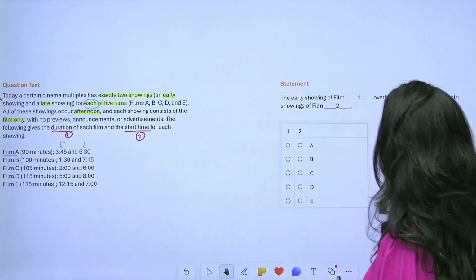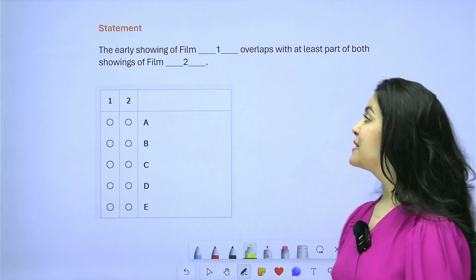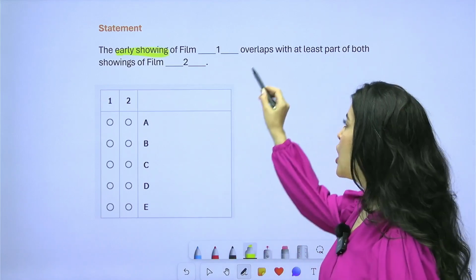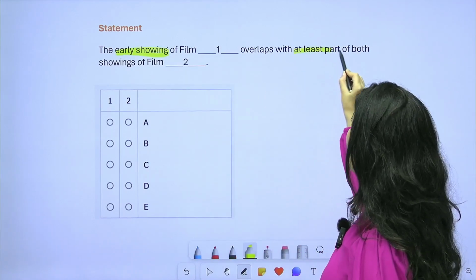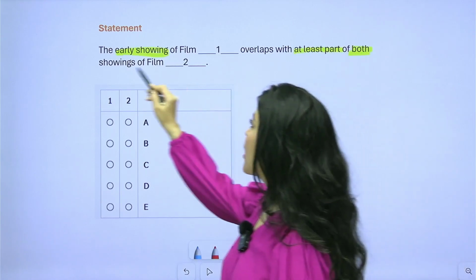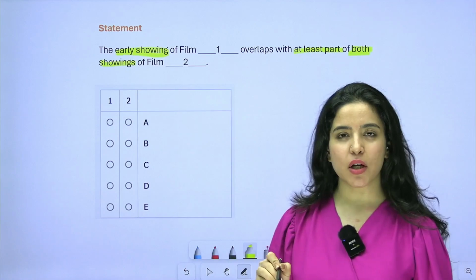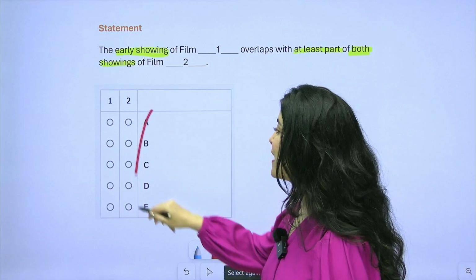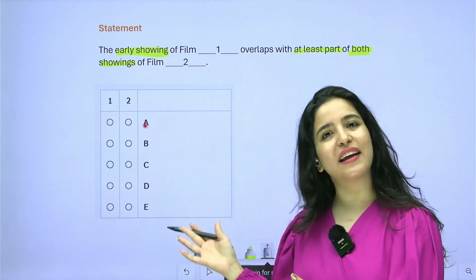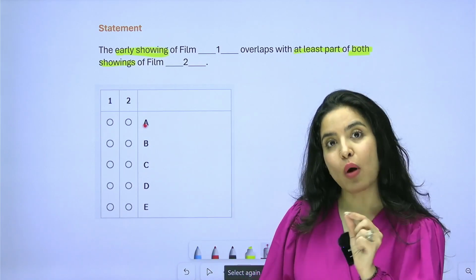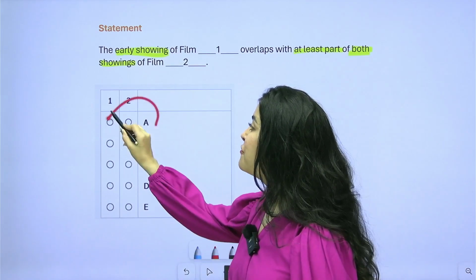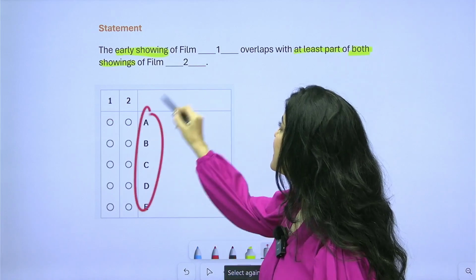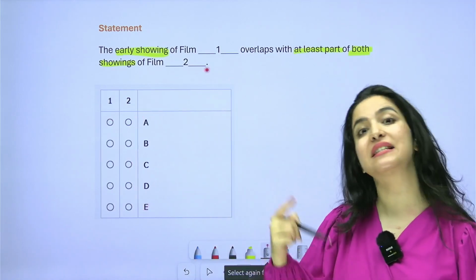So let's go to the second part here. Okay, let's read. The early showing of film 1 overlaps with at least part of both showings of film 2. I know films are not really called 1, 2 in our question. We know that the names used were actually A through E. That's why A through E are the choices from which you have to see which one can fill in the first blank, the first film we're talking about, and which one out of these can fill in the second blank, which one can be the second film, right?